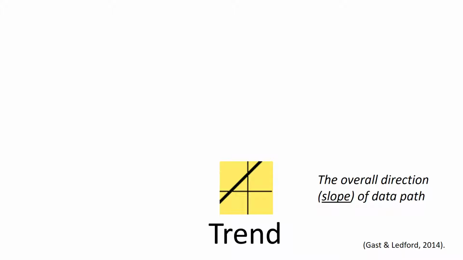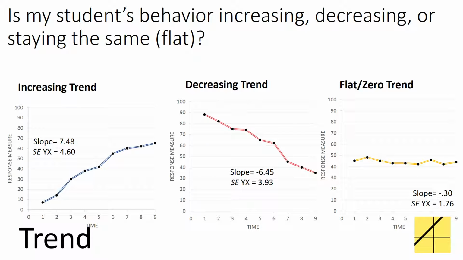Next, we introduce trend. Trend is the overall direction or slope of a data path. Trend refers to the rate of increase or decrease of the best fit straight line for the outcome measure within a condition. When examining trend, look at the overall direction that the student's performance is moving. That is, is my student's behavior increasing, decreasing, or staying the same, flat? In the first example, blue, visually the student's performance is increasing, which is also indicated by a positive slope of 7.48.